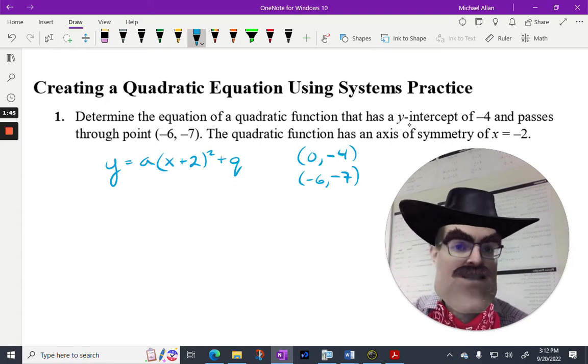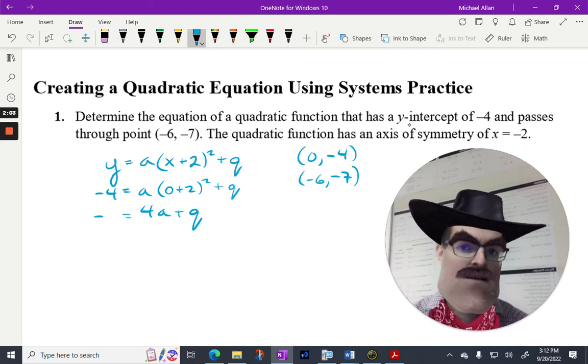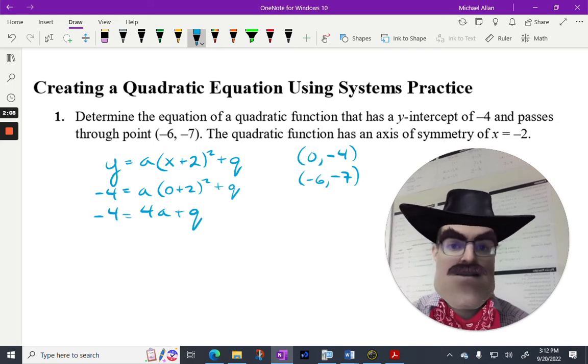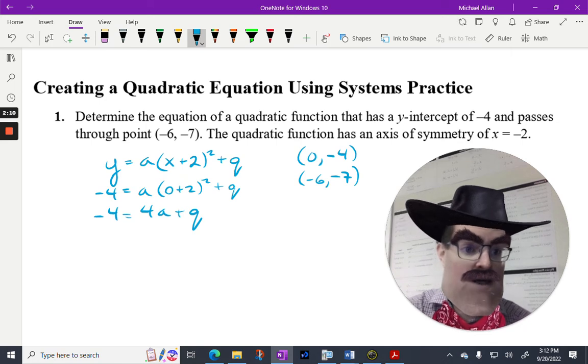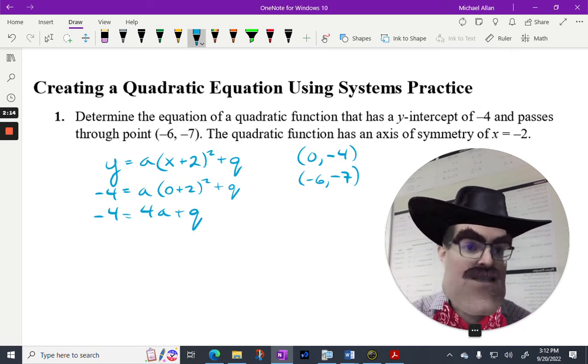So the first point says that if I put a 0 in the x spot, I need to get a -4 out. All right, that's our first thing. So I could do some quick math here, like 0 plus 2 and then square, and we have 4. What does the a and what does the q have to be to make sure that happens? Now, I can't solve for a unless I know q, and I can't solve for q unless I know a. So that's what the other point's here for.